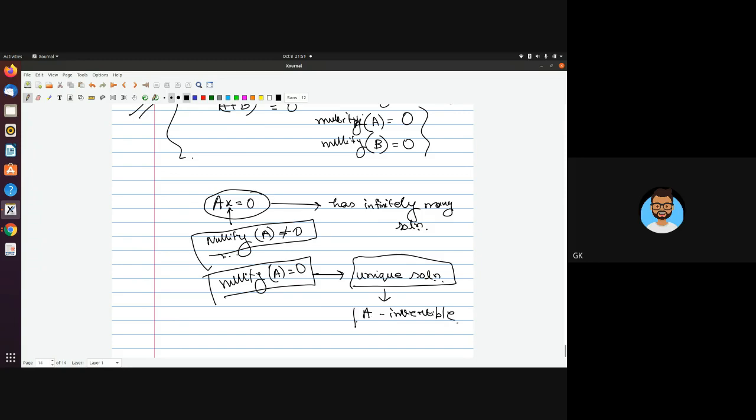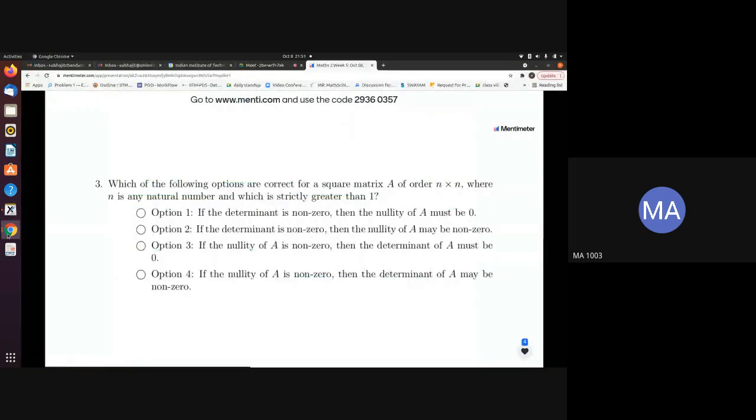Determinant is non-zero. Clear. So if determinant is non-zero, then A is invertible, then it has a unique solution, then nullity must be 0. When nullity is 0, then also determinant must be non-zero. Clear? So which options are correct here?